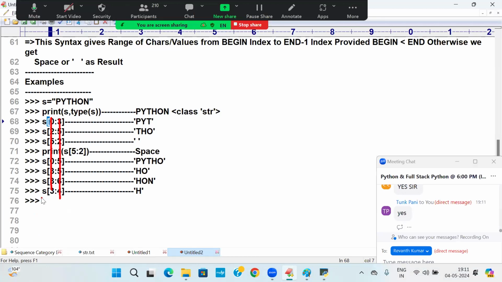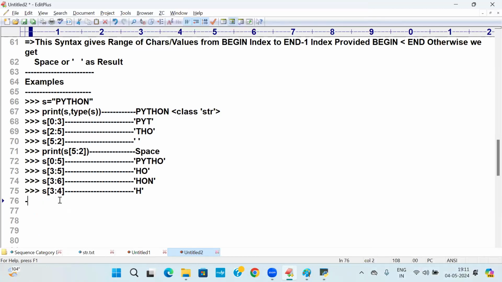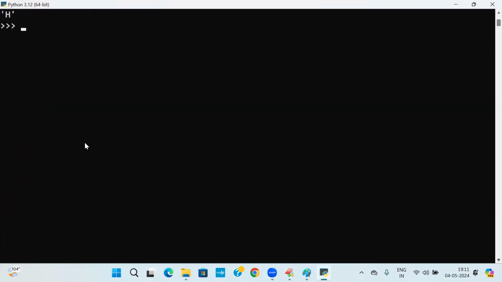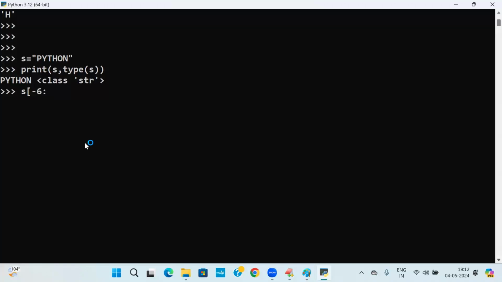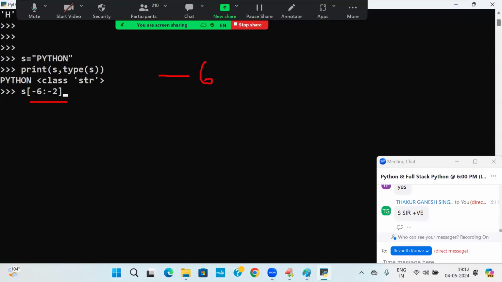Now I am entering into the negative also. All the things I will use. Carry on now. Come to the point of it. Negative index I'm using. S of minus 6 colon minus 2. First of all, condition first: minus 6 less than minus 2. True or false? True.